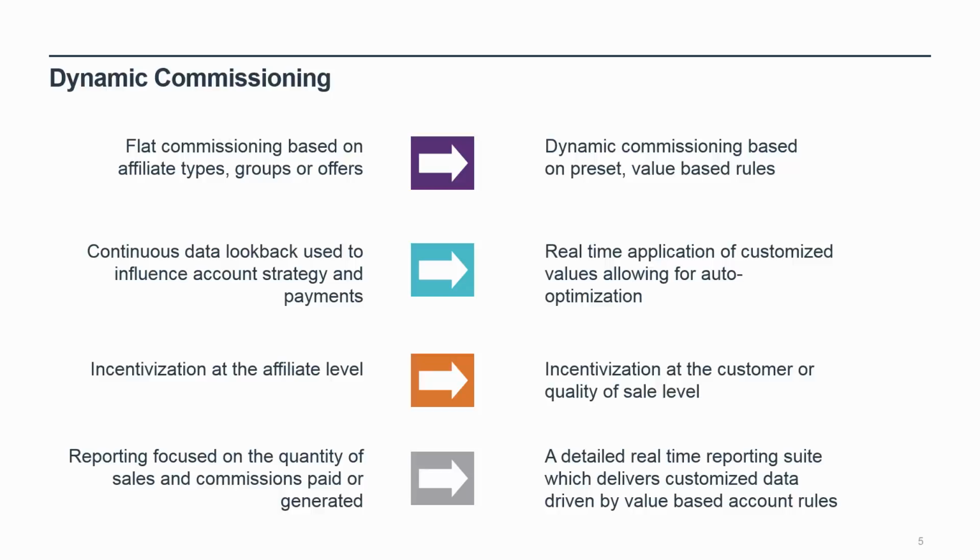Dynamic also allows you to incentivize at the customer or quality of sale level as opposed to only at the affiliate level. An example would be higher commissions for mobile sales over desktop sales. And finally, all of this customized data is available within detailed real-time reporting. Now you can gain more insights into your affiliate customer base.